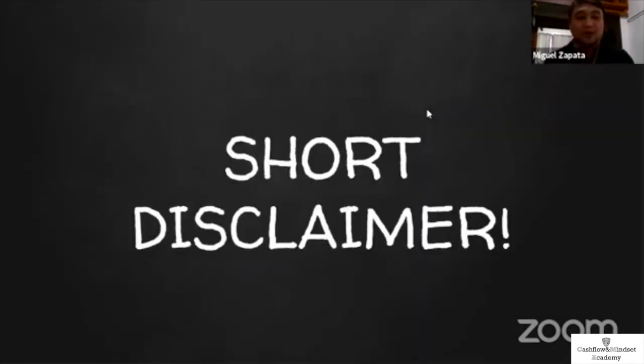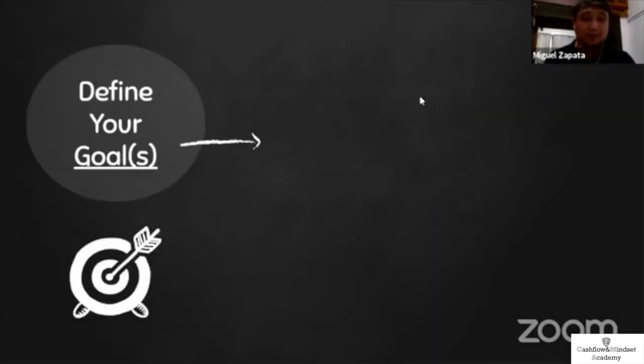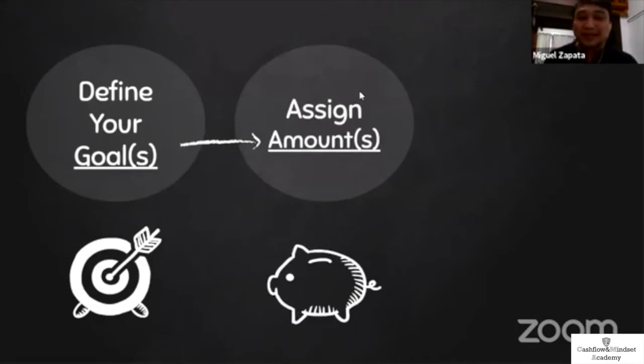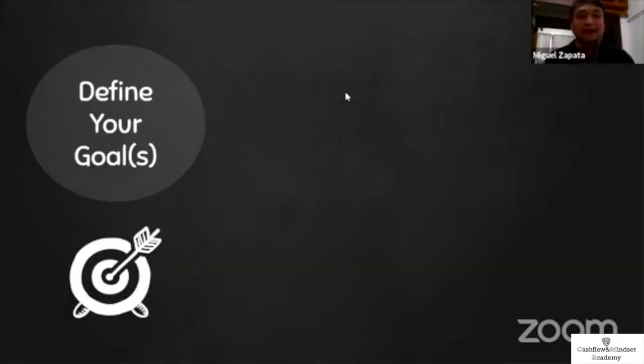Okay? So let me just proceed with the first step, which is goals. Define your goals. Next would be assign amounts and set deadlines. So these three, i-define ko naman siya isa-isa. So I'm just giving you time lang to write. So the first step, define your goals.